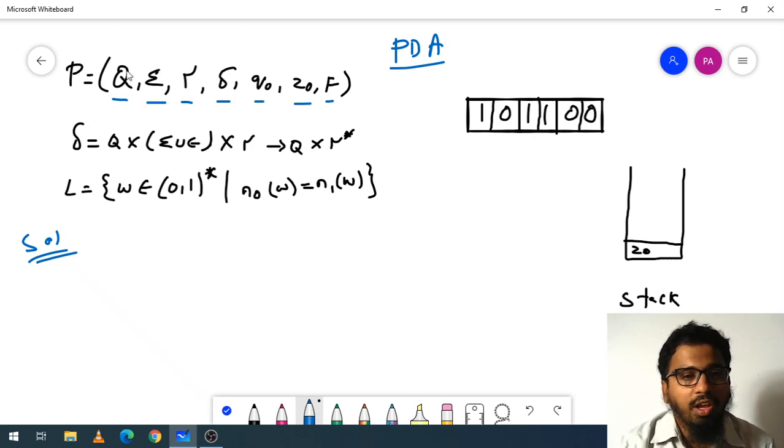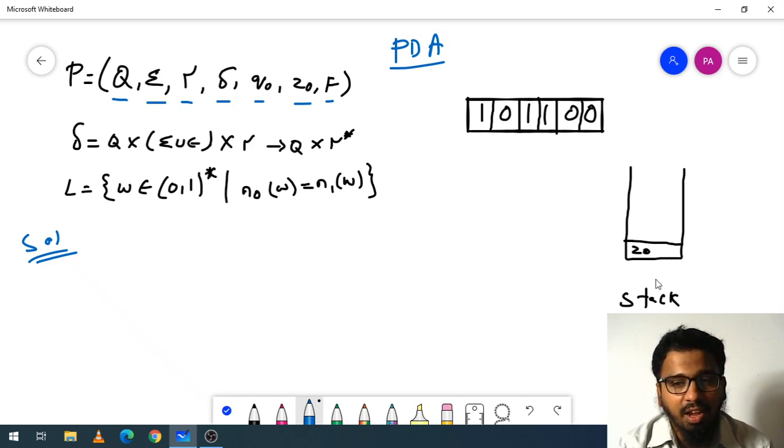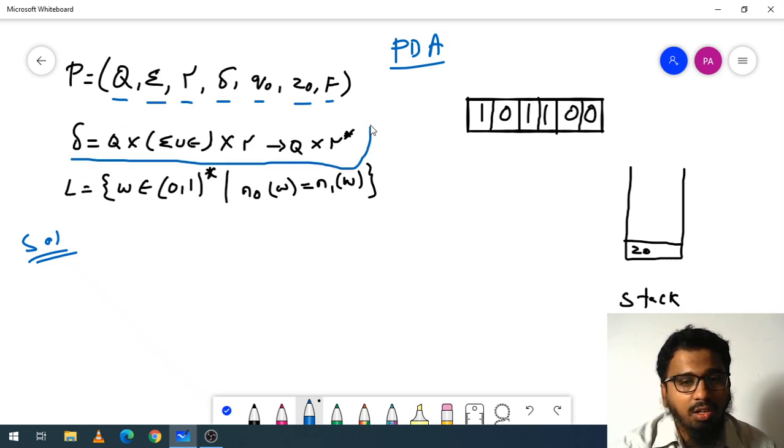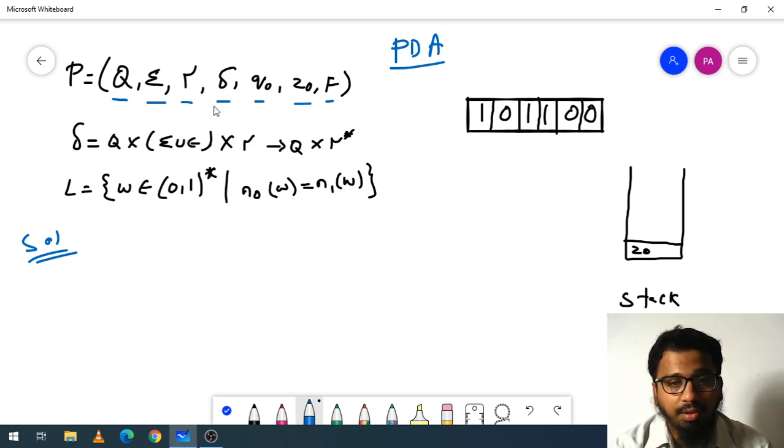The important thing here is that Q is a finite number of states, and sigma is a finite number of symbols. Tau is the stack. And delta is the transition, and for the transition, this is the condition.